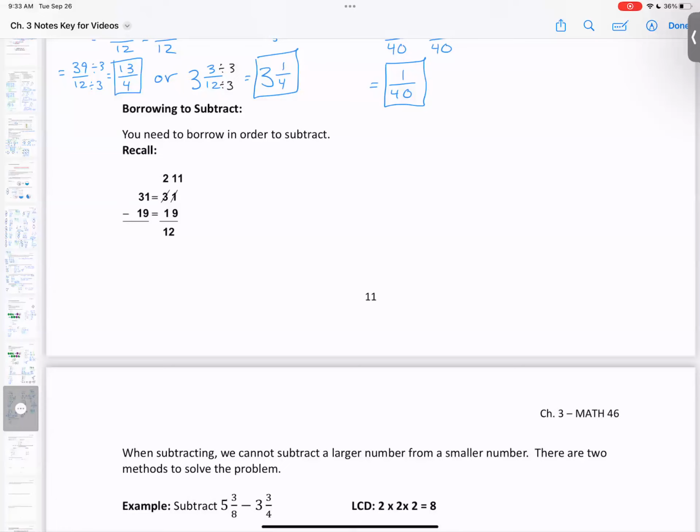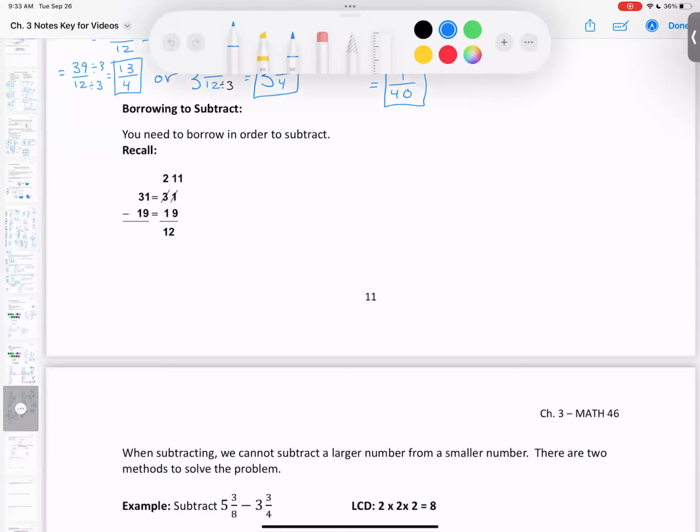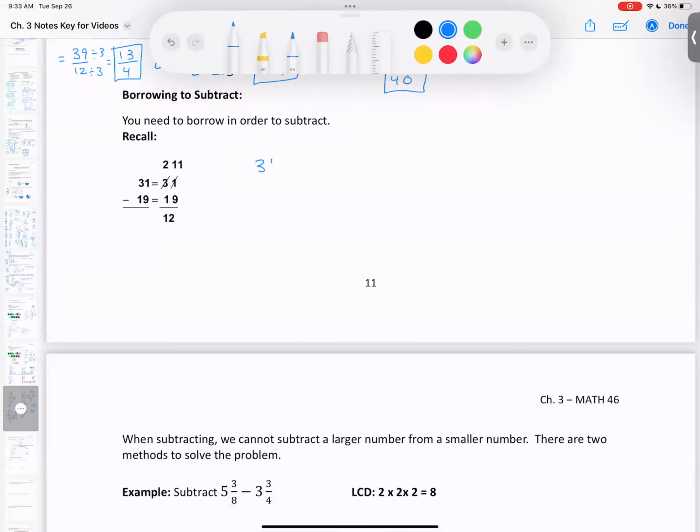The next part of 3.4 looks at subtracting mixed numbers where you might have to borrow to subtract if you're using method 1. So, for example, just as a recall, if we have this 31 minus 19, so here we're just subtracting whole numbers. Remember, we'd start at the ones column and say we can't subtract 9 from 1. We don't have enough. So we would have gone to the tens column and borrowed 10 by reducing that 3 to a 2, adding a 1 over here. So basically adding 10 to it.